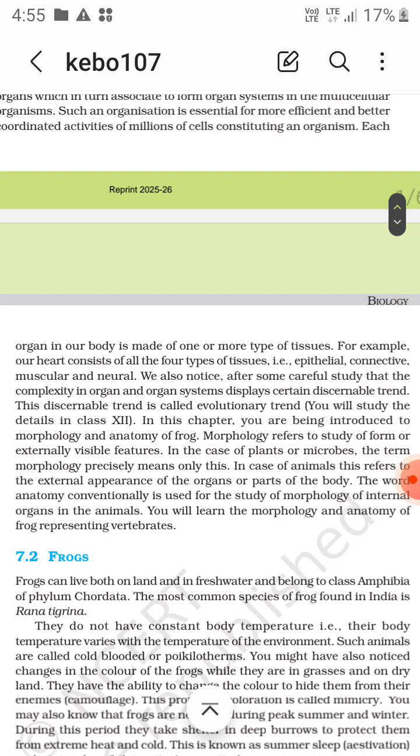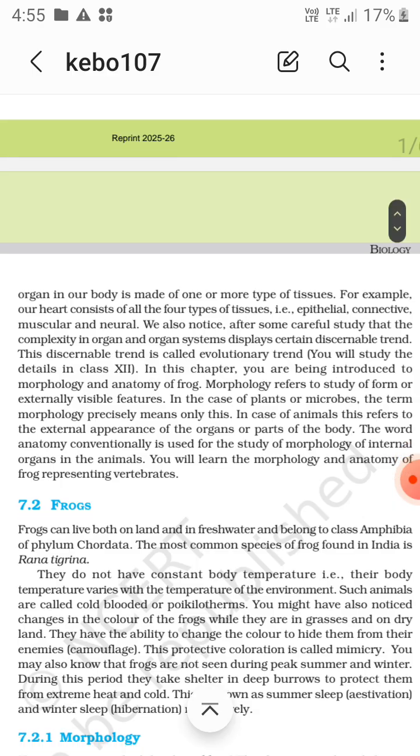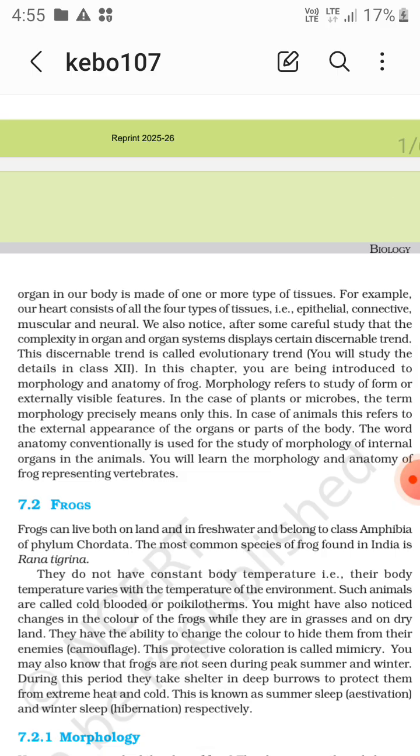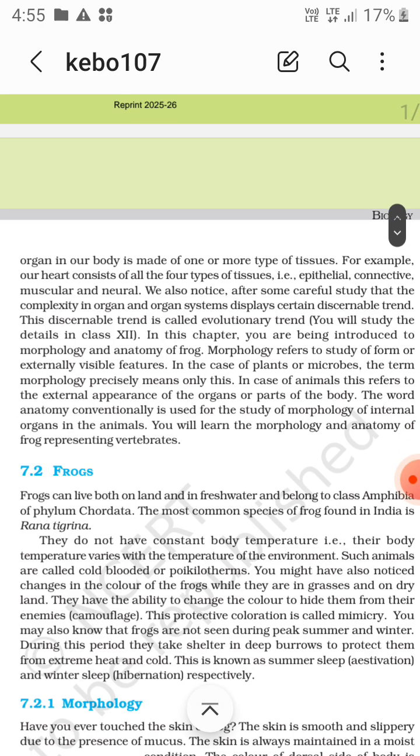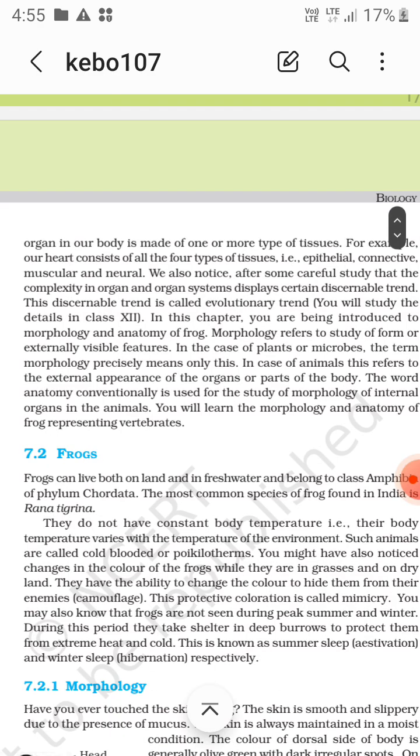Each organ in our body is made up of one or more types of tissues. For example, our heart consists of all the 4 types of tissues: epithelial, connective, muscular and neural.